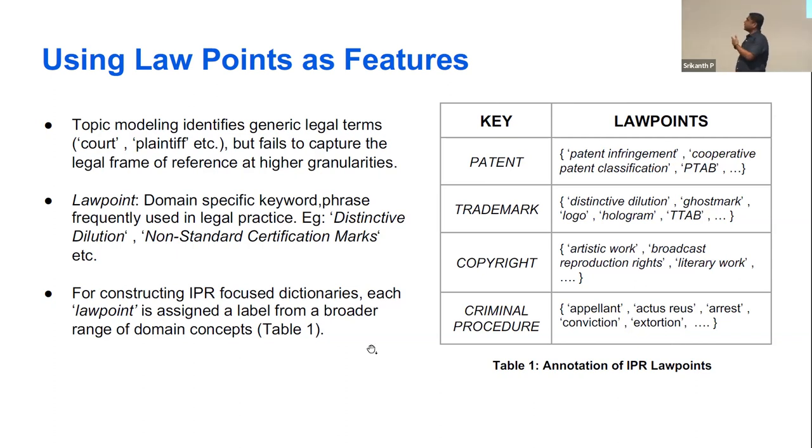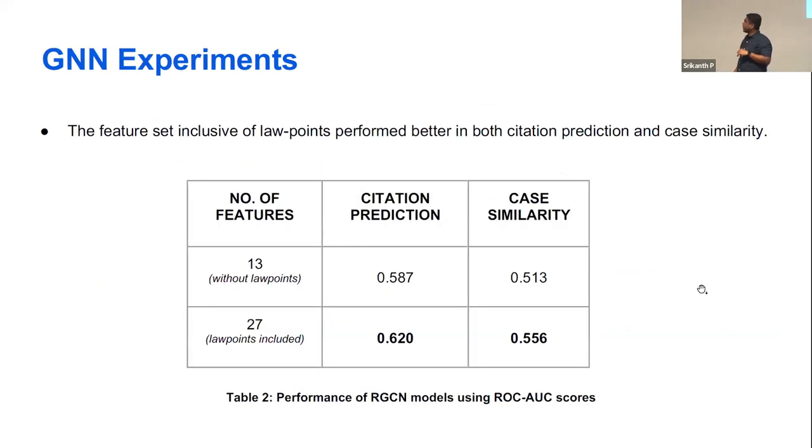So they gave us this, which is manually annotated. In fact, we now also have a tool where legal students are helping us identify the legal points in a case. So we started off with these annotations. Now, just to formally state this, we use an RGCN model. We take two problems. One is citation link prediction. The other one is the case similarity prediction.